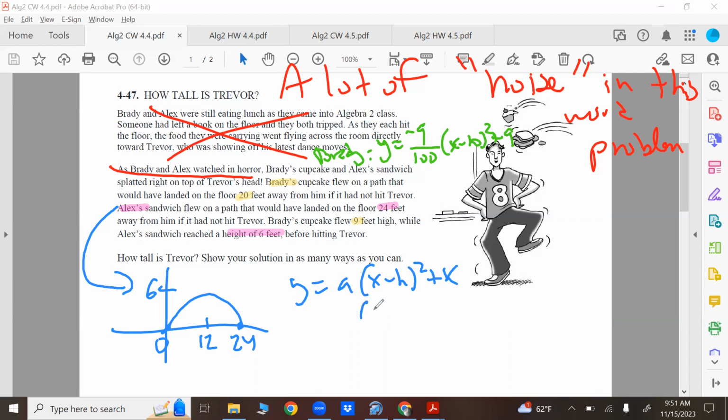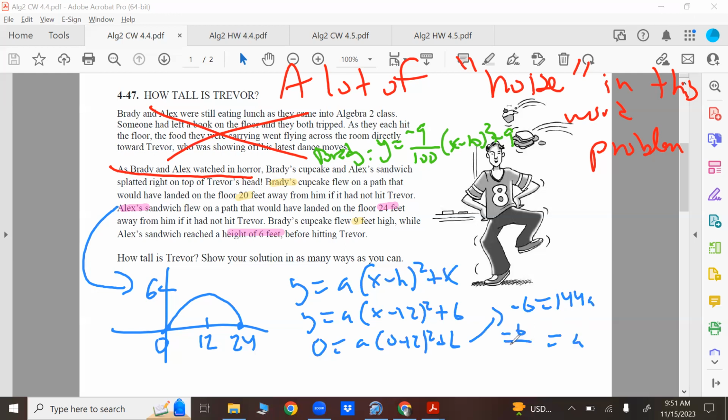12 and 6. Good. Perfect. Thank you, Jack. Okay, how do I solve for a? Yeah, 0 is just probably easier. I like that better, you know. So you get negative 6 equals 144a. a is negative 6 over 144. So Alex's equation, which I'll do right here, will be y equals negative 6 over 144. I could reduce it, but I'm not going to. You'll see it's just not necessary. And that's plus 6.